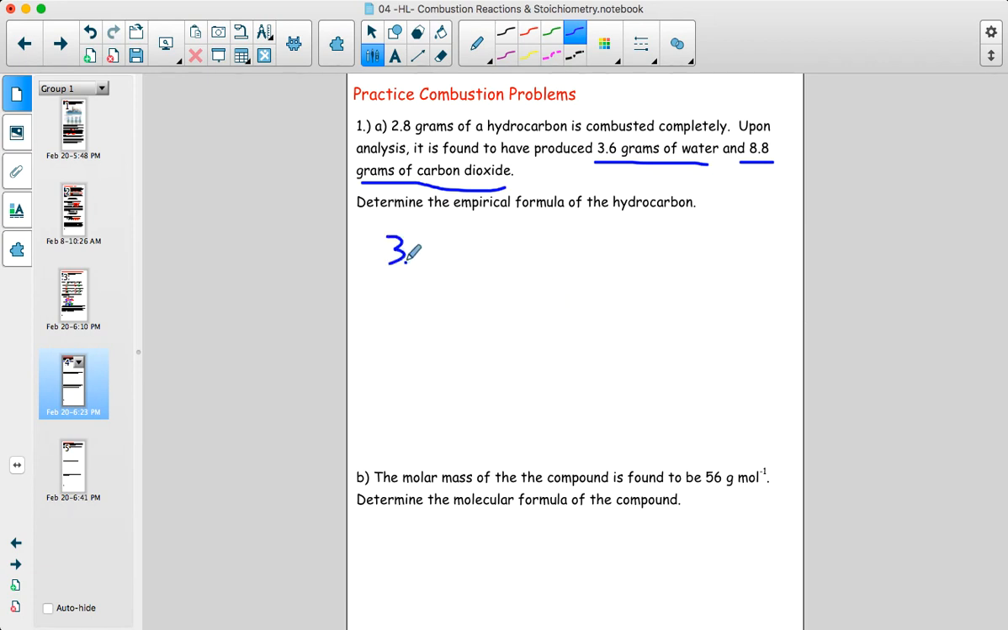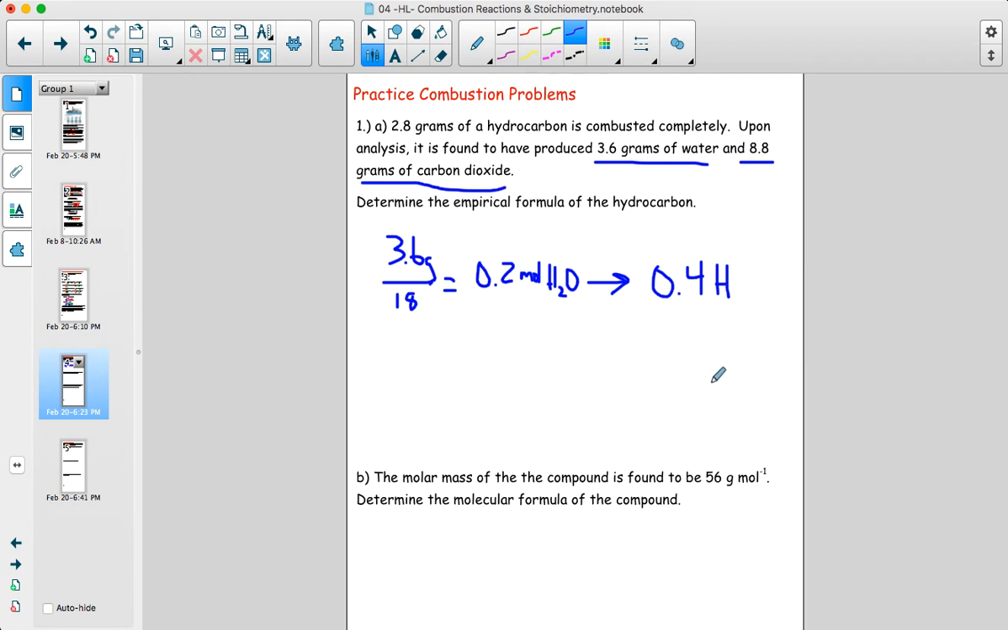Because 3.6 grams of water, the molar mass of water is 18. Again, you should use your units better than I'm doing in this video, but forgive me with the little marker here. That is 0.2 moles of water. Okay, well, the ratio was that the moles of water is always half of the moles of hydrogen. So if I work backwards, there must have been 0.4 moles of hydrogen in the original compound.